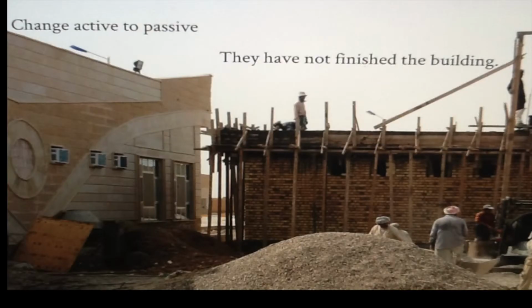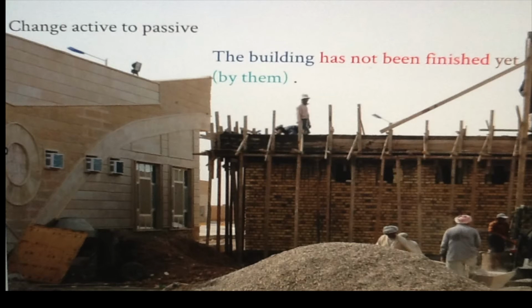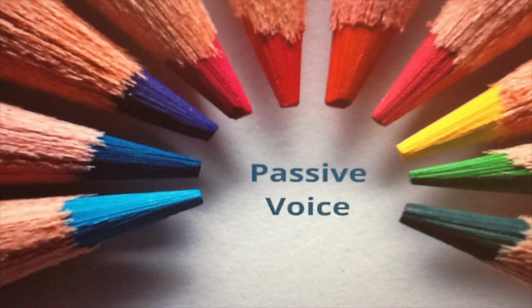They have not finished the building. In some cases, it is okay to leave out the subject in the object form. For example, the building has not been finished yet by them. We know that the builders built the building. Remember to pause after each active so you can practice.